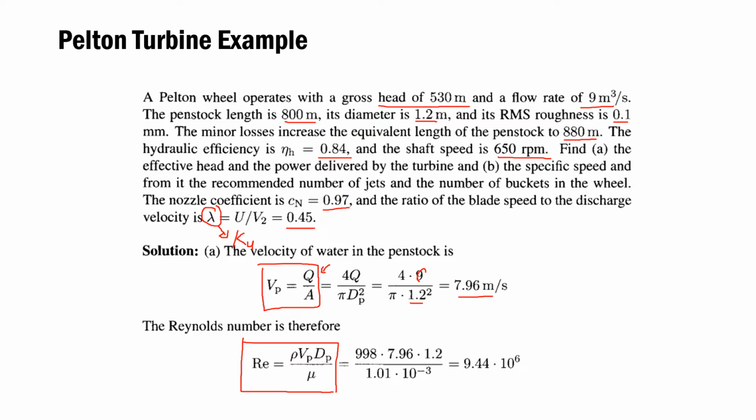We have all this information for the density and viscosity of water. You have to memorize this because water is a very common fluid in our daily life. So rho for water is equal to 998, and viscosity mu for water is equal to 1.01 multiplied by 10 power of minus 3. We plug in all these values into this equation and we get a Reynolds number equal to 9.44 multiplied by 10 power of 6.